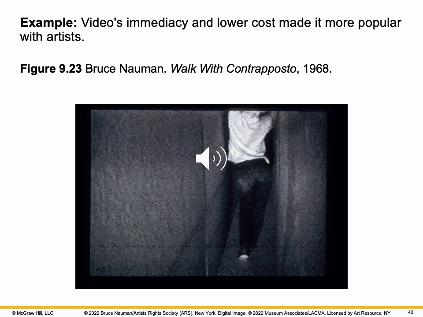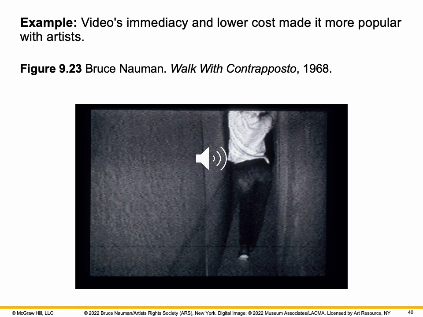In Walk with Contrapposto, the subject of the work is Nauman's own body. Videotaped walking with his arms above his head, as he walks, Nauman shifts his weight from one leg to another to mimic a sculptural pose invented by the ancient Greeks called contrapposto. The artist becomes a sculpture brought to life.